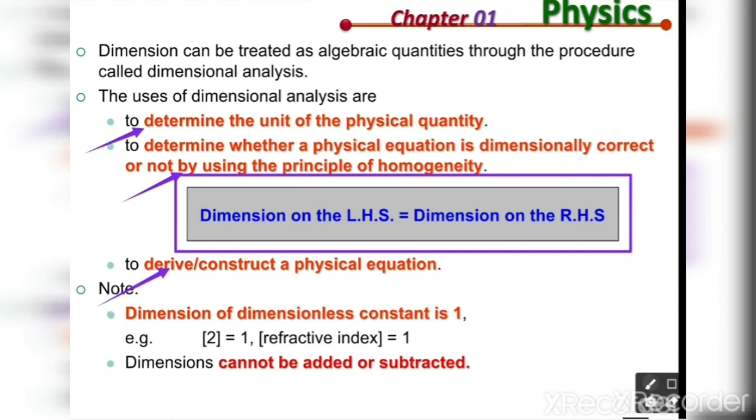There are some notes that you have to remember. The first one, the dimension of a dimensionless constant is equal to 1. For example, the dimension of 2 equals 1, or the dimension for refractive index also equals 1. And the second one, dimensions cannot be added or subtracted.